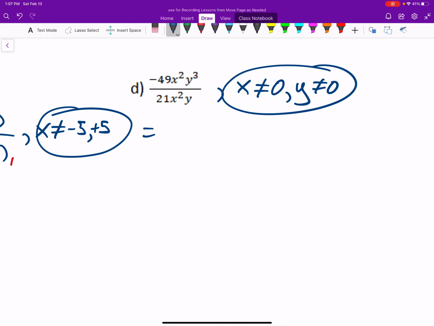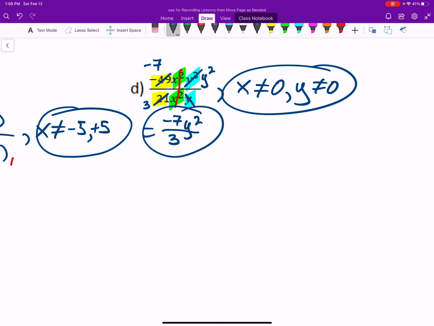And as for reducing, this is the part where I just took the coefficients. What's the biggest number that goes into negative 49 and 21? Well, it's 7. 7 goes into 21 3 times, and into negative 49 negative 7 times. It's probably good to write it down as I go along. So I'd have negative 7 over 3. As far as the x squareds go, these cancel out, don't they? As far as the y cubed and the y goes, again, my lowest is y. Y goes into itself, and it goes into y cubed, leaving y squared. So I have y squared on the top. And so that's as far as I can go for this monomial.